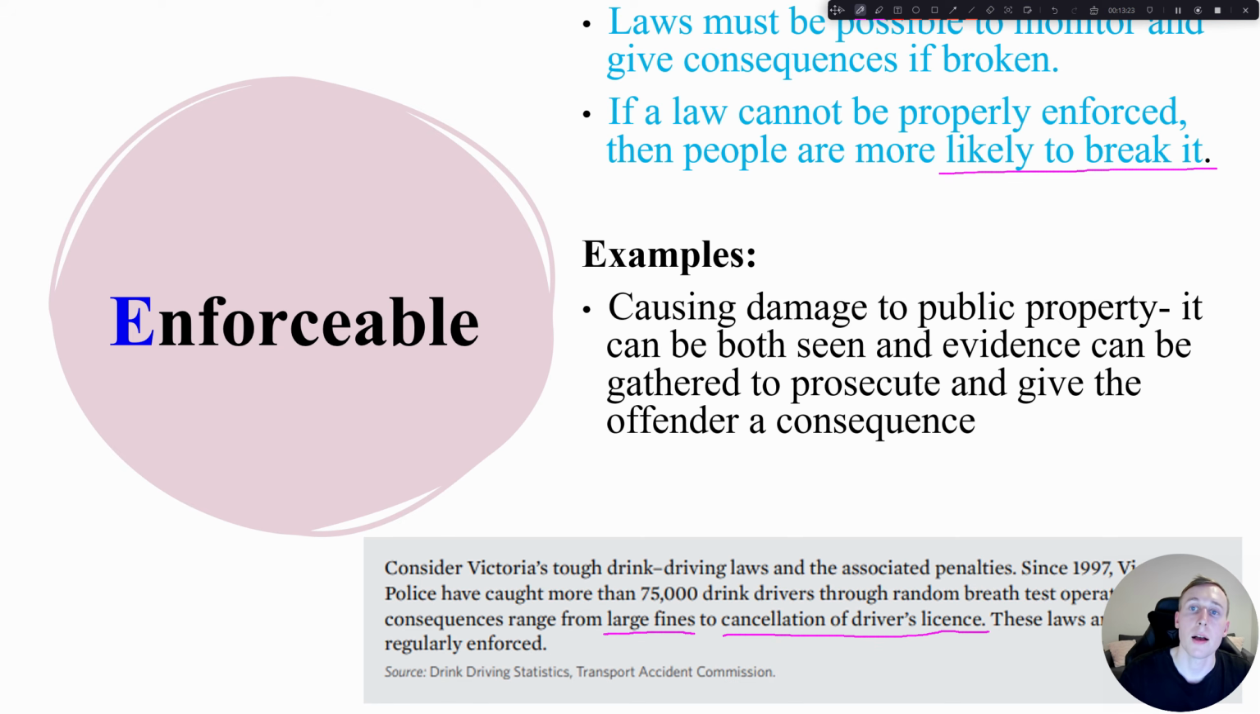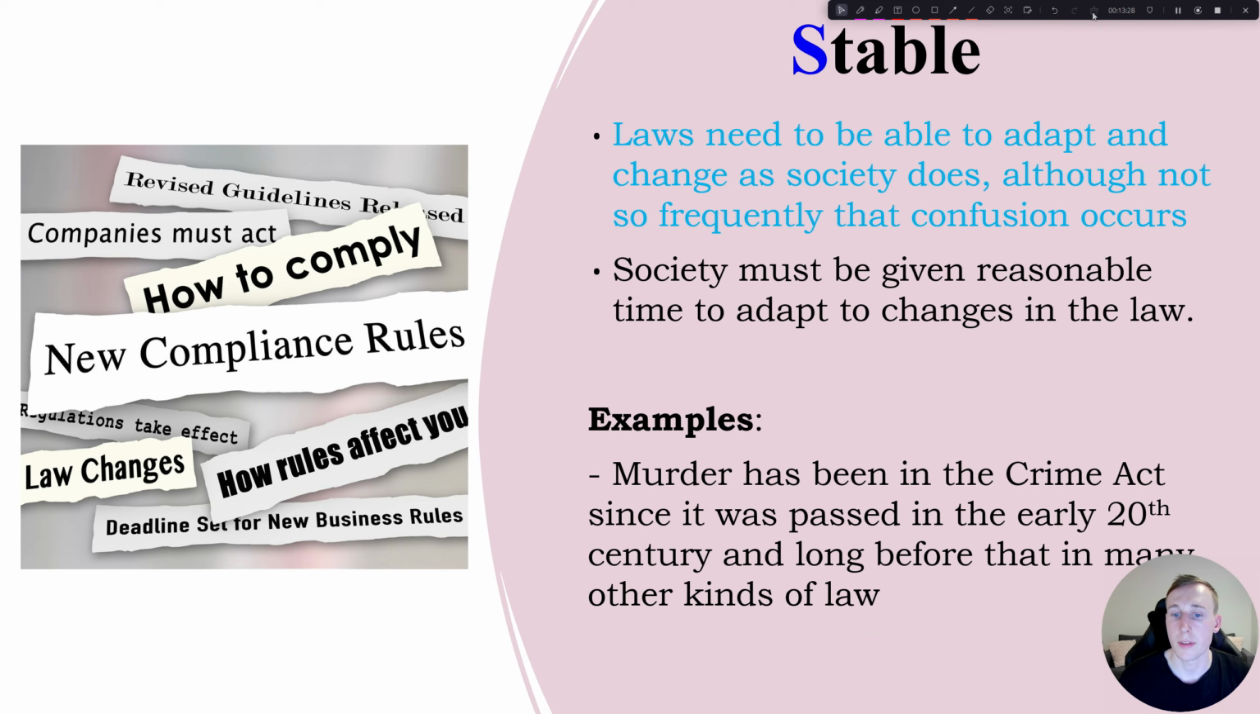Our very, very last characteristic of an effective law is that it needs to be stable. The easiest way I think about this is murder. Murder has been in the Crimes Act since it was passed in the 20th century, so it's been around for a long, long time. People are well aware of what murder is and what it involves. So we want laws to be able to adapt as required, but we don't want them to change really, really frequently so that confusion occurs.